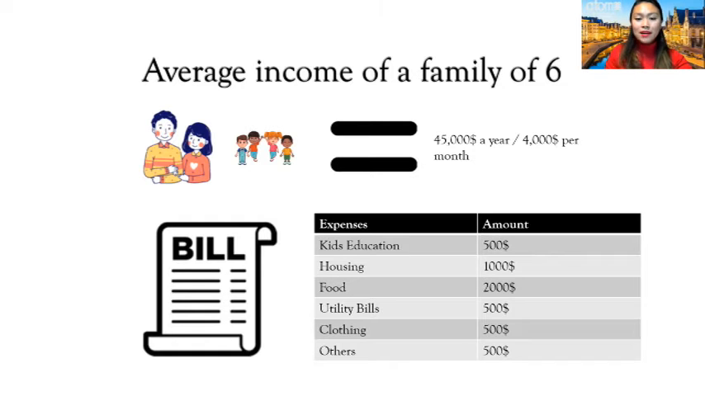Then, meron din tayong binabayaran na utility bills. Meron tayong ilaw, meron tayong tubig, meron tayong internet, so and so forth. So, lagyan natin yan ng $500. Siyempre, kailangan din natin ng clothing. Hindi naman pwedeng papasukin natin yung mga anak natin sa school na gutay-gutay yung damit. Right? It's not presentable and it's not good for them. So, lagyan din natin yan ng $500. And other miscellaneous things, lagyan din natin ng $500. So imagine, ang magiging total po niyan ay $5,000 a month kung meron kayong 4 na anak.